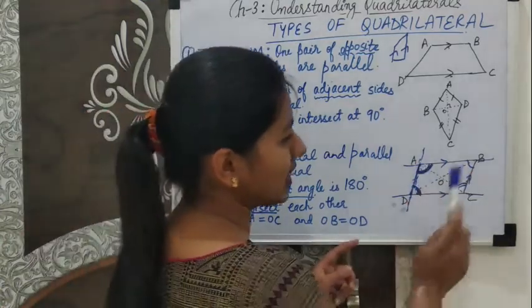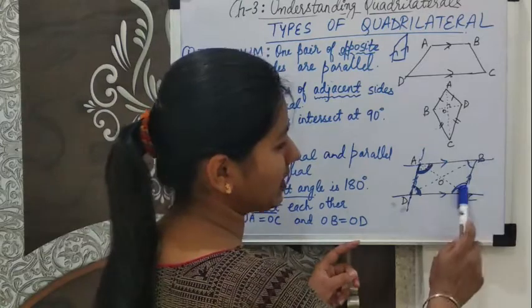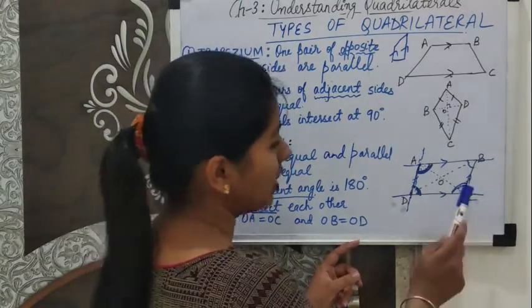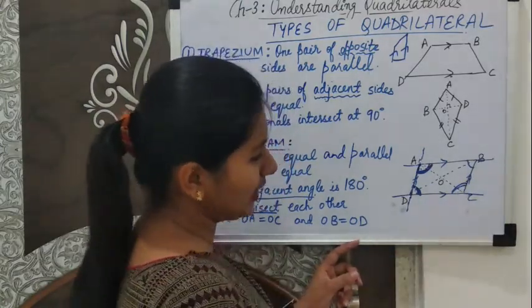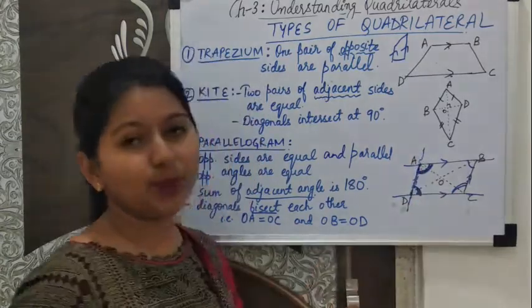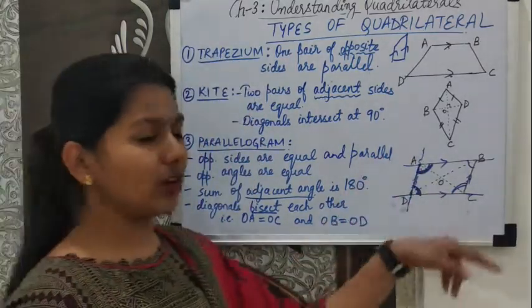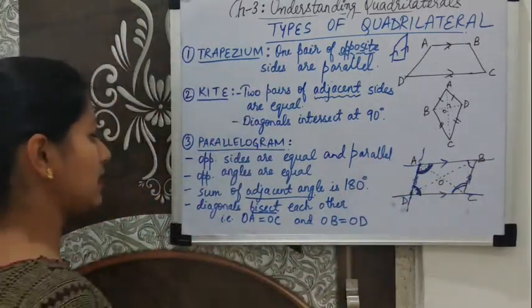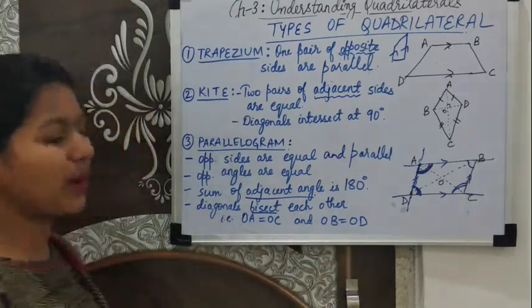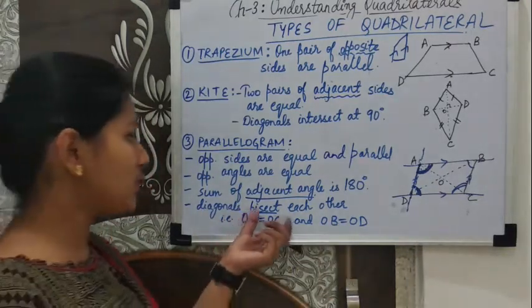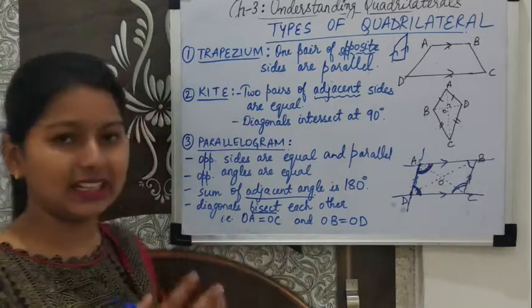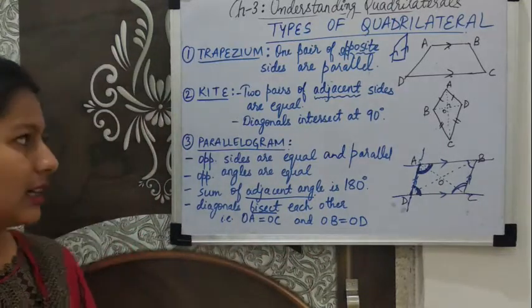मतलब angle A plus angle B 180 degree होगा. Angle B plus angle C 180 degree होगा. Angle C plus angle D 180 degree. Angle D plus angle A 180 degree. So these all were pairs of adjacent angles. And the last one is diagonals bisect each other. आपको इस property को बहुत अच्छे से समझ लेना है कि diagonals कैसे एक दूसरे को bisect करते हैं.